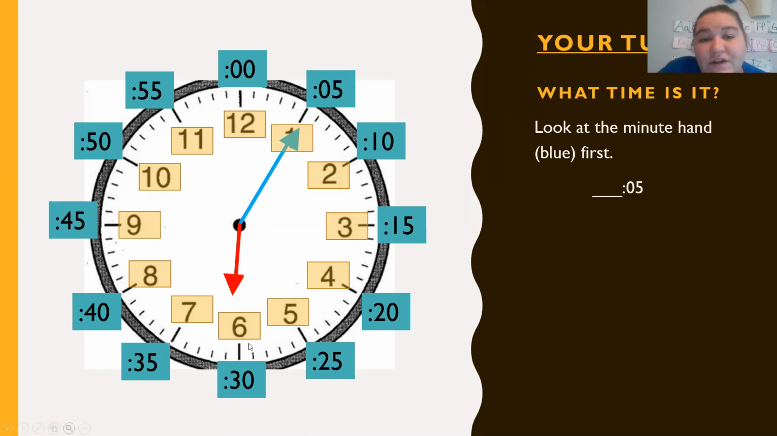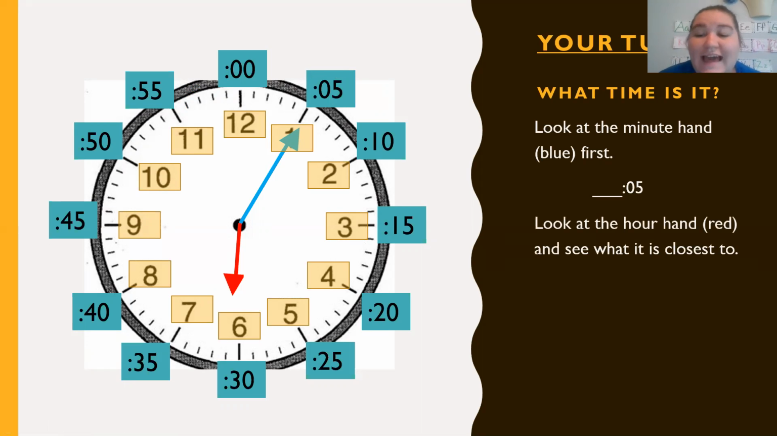It's pointing to the 5-minute mark right here. See, 1, 2, 3, 4, 5. Perfect, right there. Now, look at the hour hand. Right there. Extend your line. See where it's closest to. What number is it closest to? It's not exactly on it, but where would it be the closest to? That's right, it's closest to our 6.